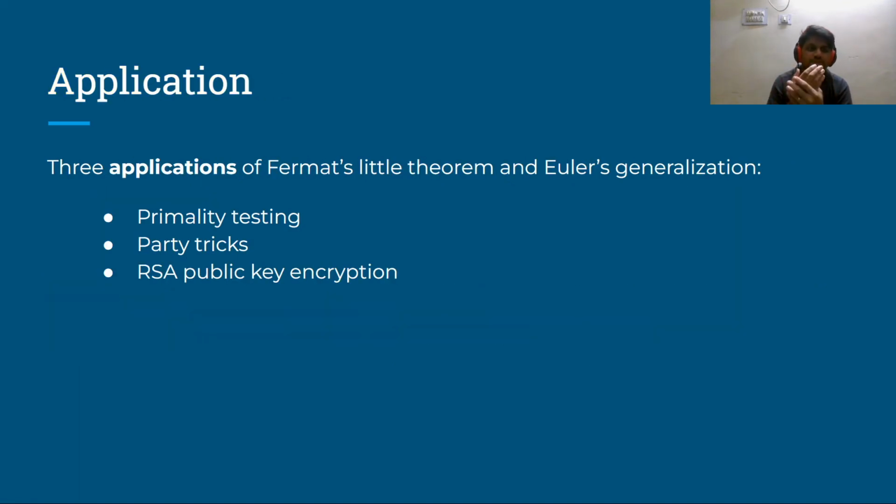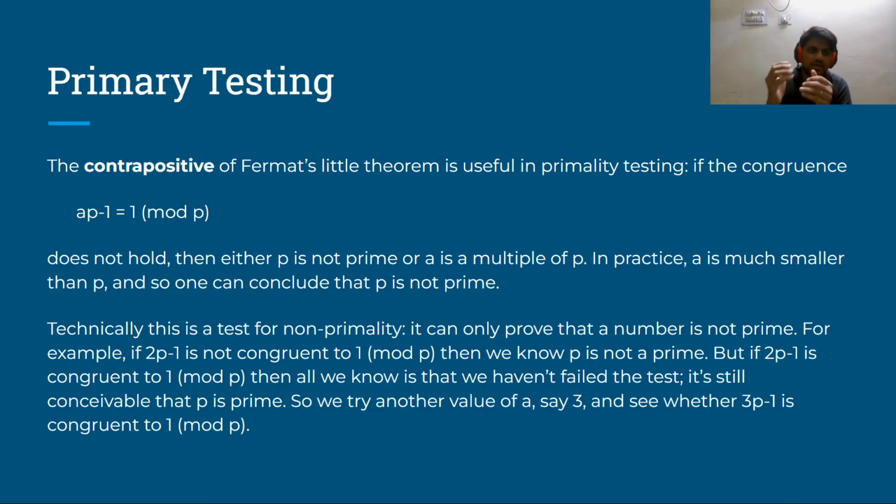Next, we are going to see about the applications. There are three applications of Fermat's little theorem and Euler's generalization: primality testing, party tricks, and RSA public key encryption. First, primality testing. The contrapositive of Fermat's little theorem is useful in primality testing.